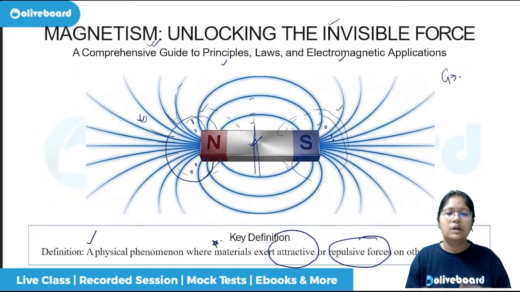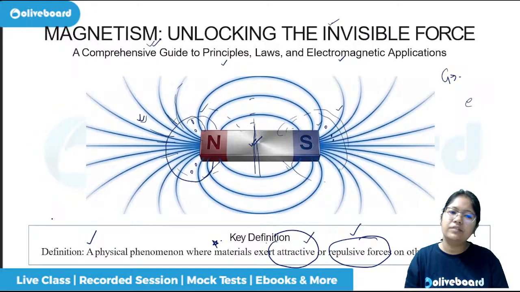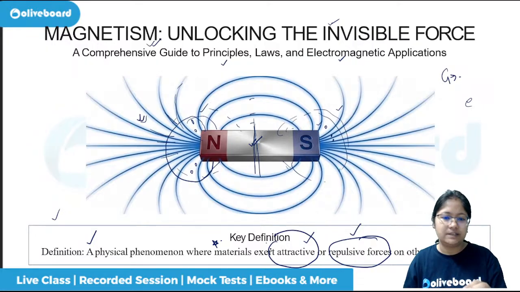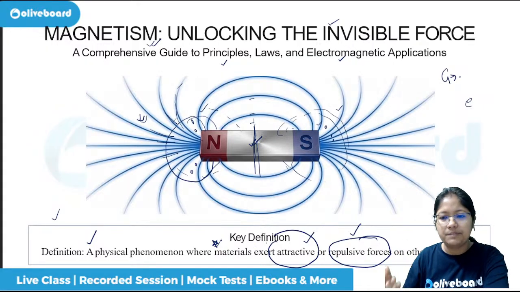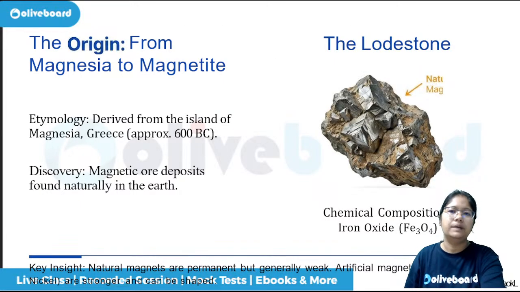So here also, those materials that have the property of magnetism, say cobalt, nickel, iron, or any combination of these, will show the phenomena of attraction or repulsion on other materials. Not everybody had that electricity property. Similarly, not everybody will have the magnetism property. So if materials exert an attraction or repulsion force, then we can say they have magnetism.